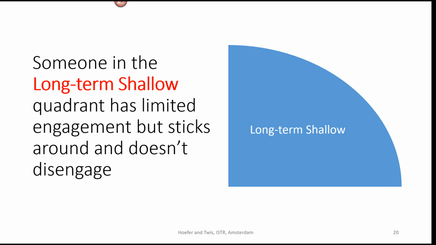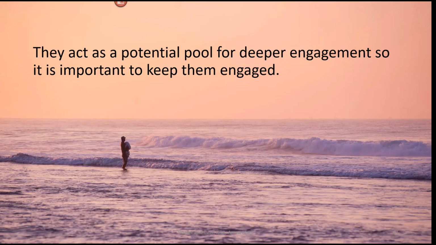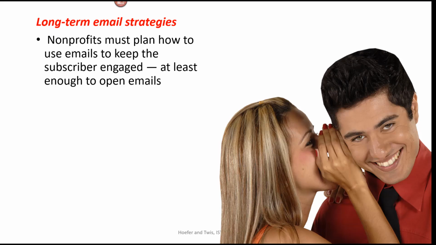Now, the second quadrant is what we'd call the long-term shallow. Someone in the long-term shallow quadrant has limited engagement but sticks around and doesn't disengage. They act as a potential pool for deeper engagement, so it's important to keep them engaged. So how do you do this? Well, you have long-term email strategies.